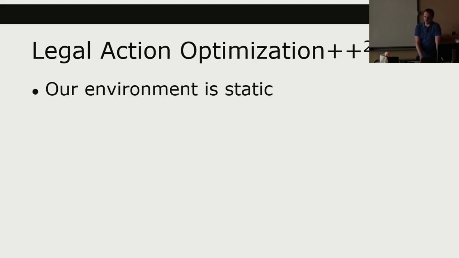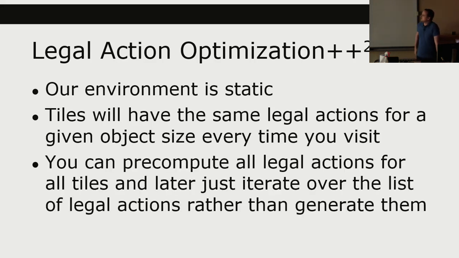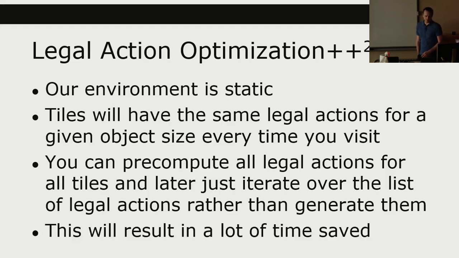Our environment is static, meaning tiles will have the same legal actions for a given object size every time you visit. That means you can pre-compute all the legal actions for all the tiles, and later just iterate over the list of legal actions rather than generating them each time, and this will result in a lot of time saved. What this means is, instead of checking all 8 directions and then asking if they're legal, we can generate all the legal actions for each state and store the list of all the legal actions and just iterate over those.